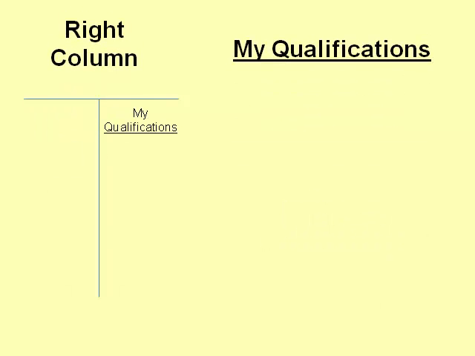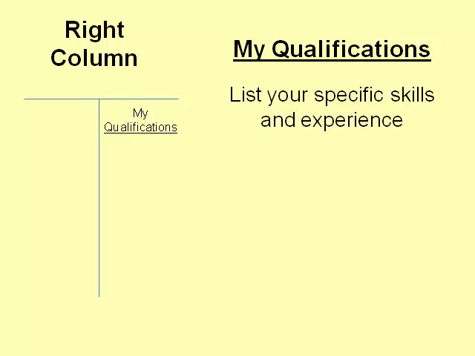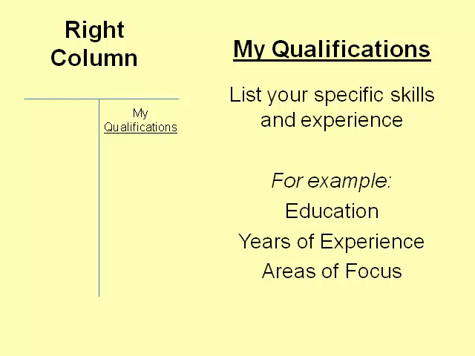Right column, My Qualifications. For skills that you listed from the job posting, list your transferable skills and relevant experiences that match your left column. These statements should be written as an easy-to-read, concise phrase. Some examples of what to include: your education, years of experience in your chosen field, and specific skill examples related to areas of focus in the job posting.